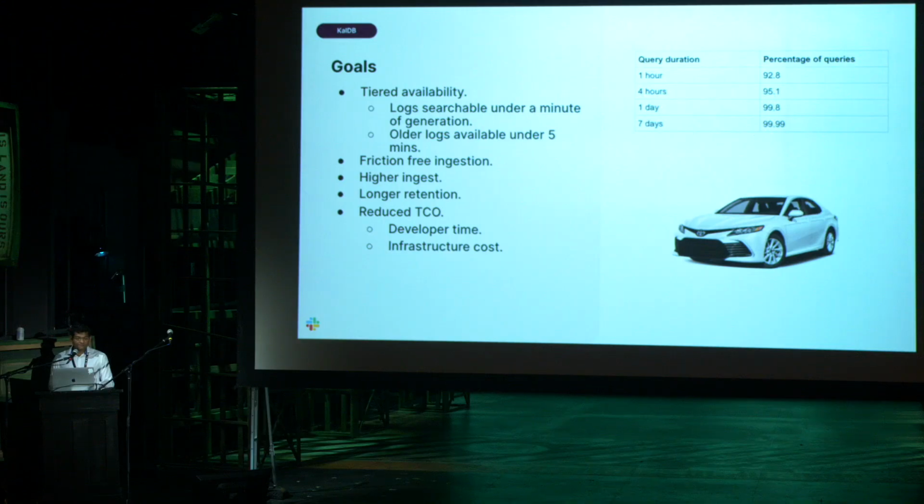We obviously want longer retention. So instead of the current 7 days, we might want something like 30 days. We also would like to have reduced total cost of ownership. It kind of has two components to it. One is developer time, and the developer time consists of the amount of time our team spends managing log search, and also the amount of time the developers spend trying to use the log search system. We want to minimize that too. And further, obviously, we want to reduce the infrastructure cost of the system.